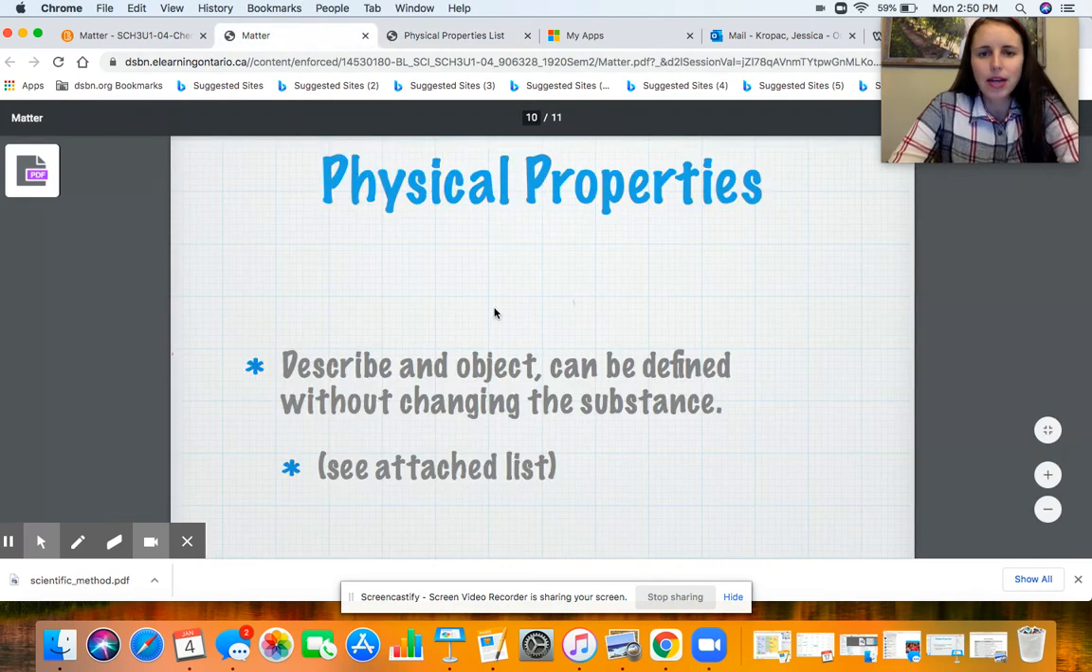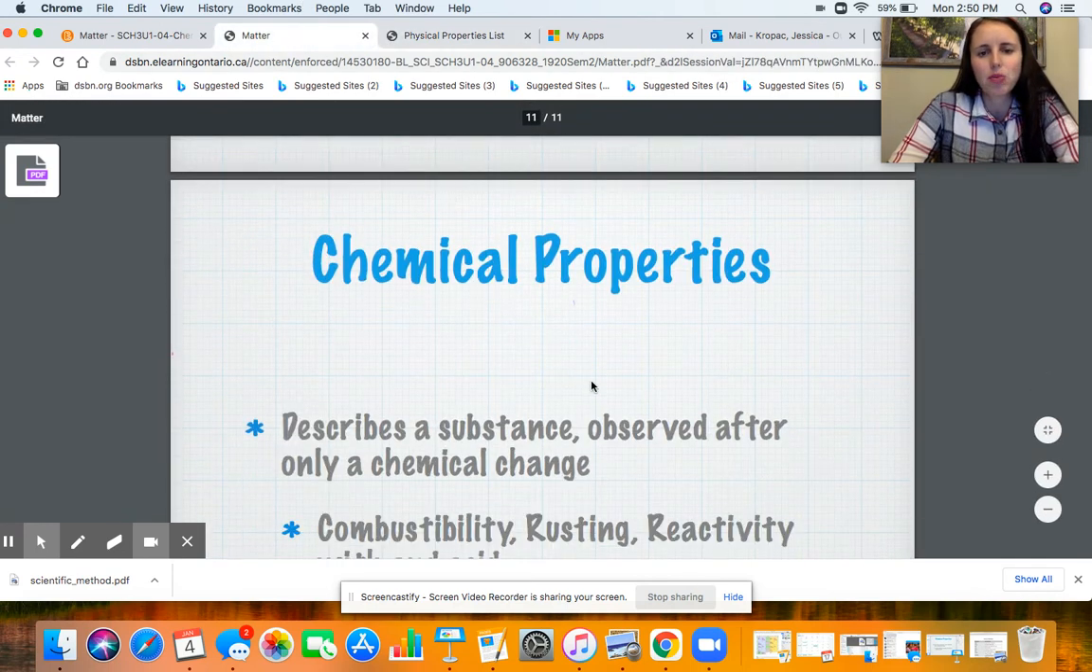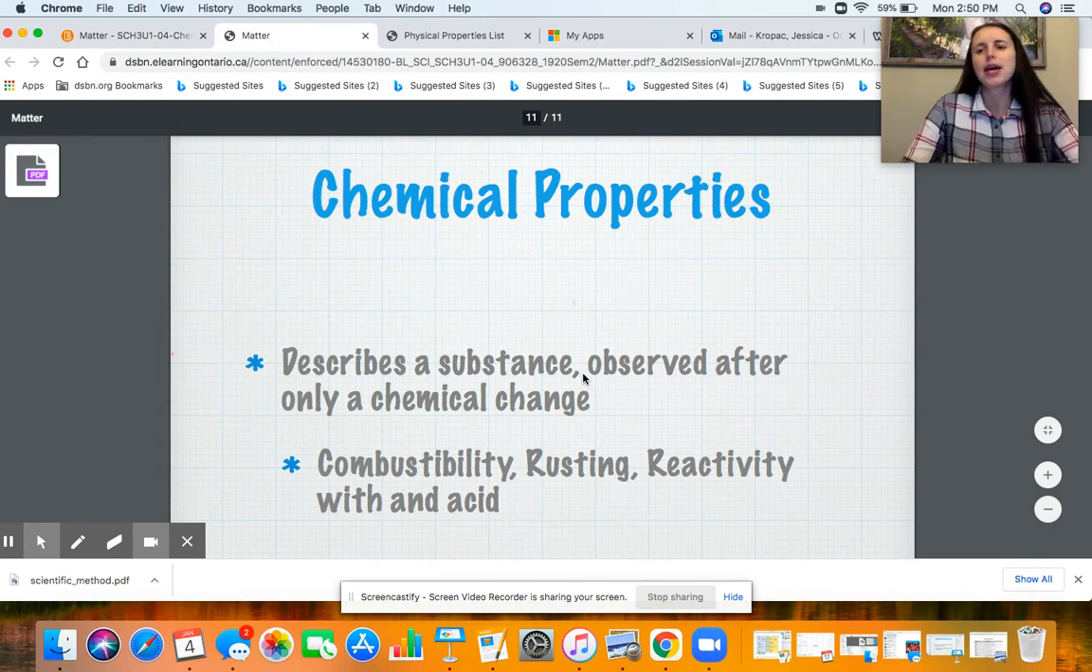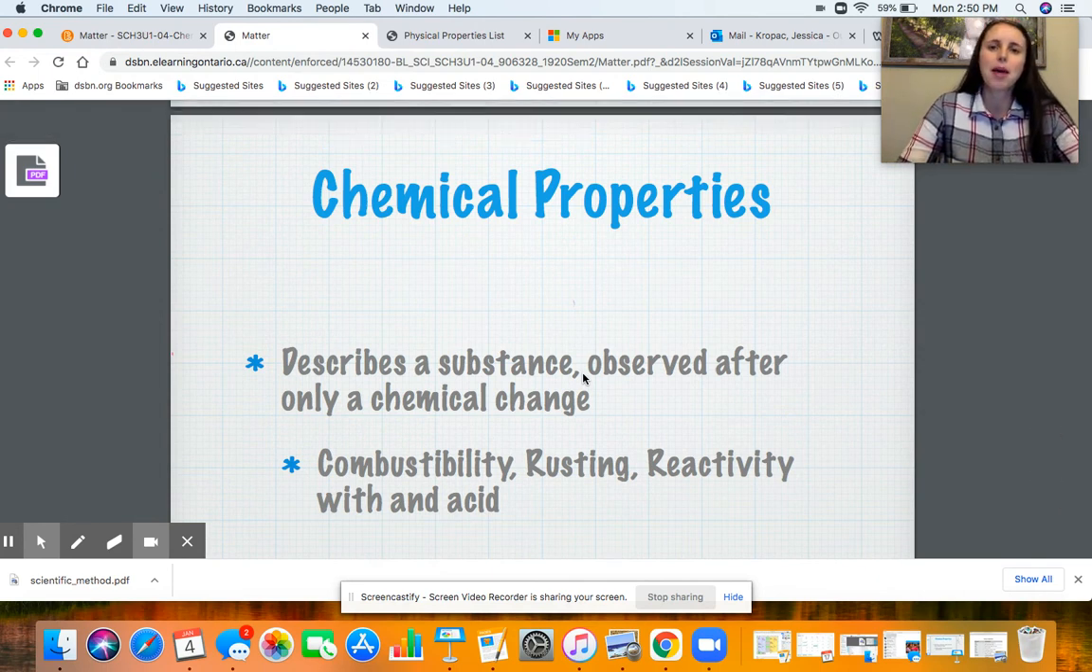Last thing we want to look at is this idea of a chemical property. A chemical property is still me describing a substance, but now I actually have to make a chemical change to test it. So I actually have to have a chemical change undergo the substance to describe this property. So you always want to measure physical properties first before you measure chemical properties, because once you start measuring chemical properties, there's really no going back.